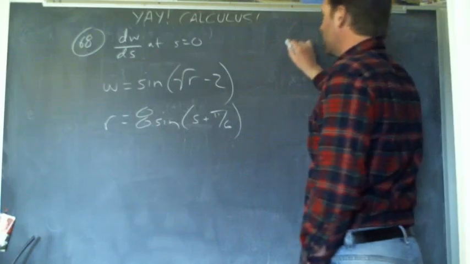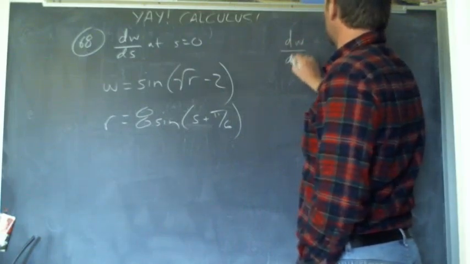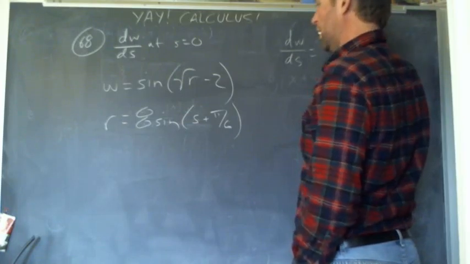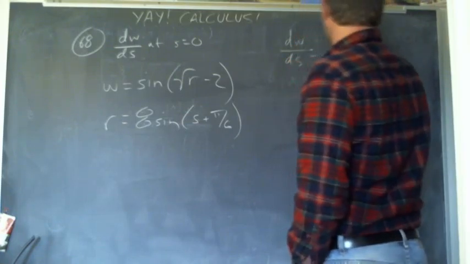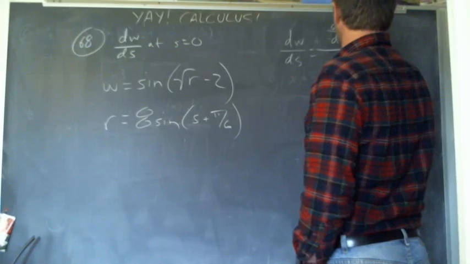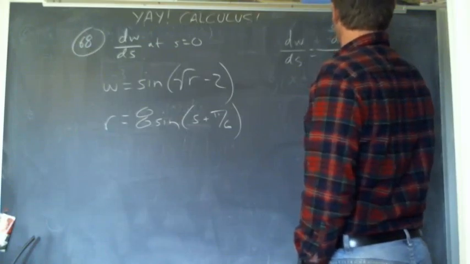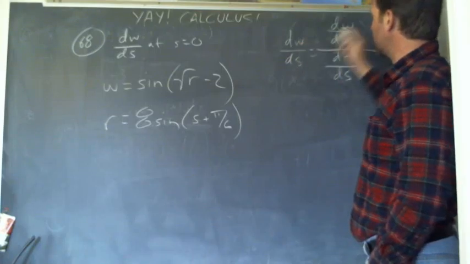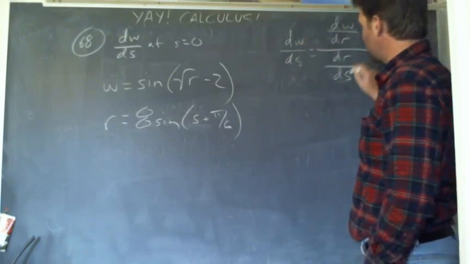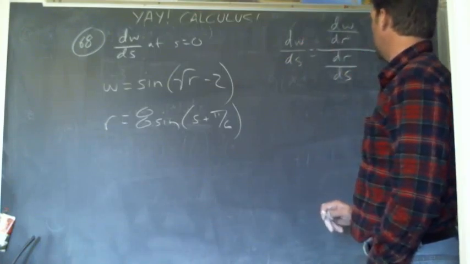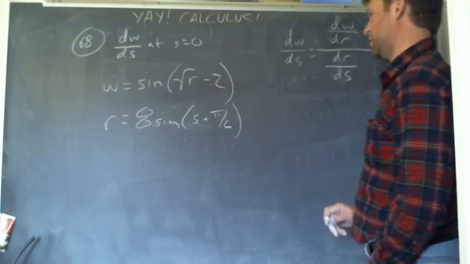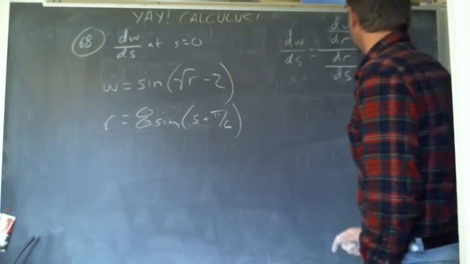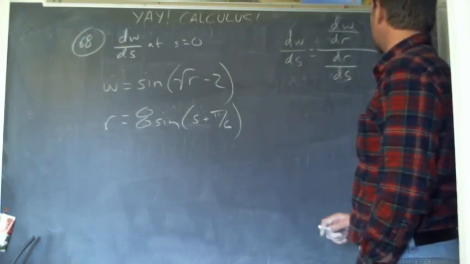We are aware that dw/ds is equal to dw/dr divided by dr/ds. This is the same as we had before with dy/dx being dy/dt and dx/dt. No, it isn't. Yeah, well, this will invert. Yeah, so dw/dr and dr/ds.